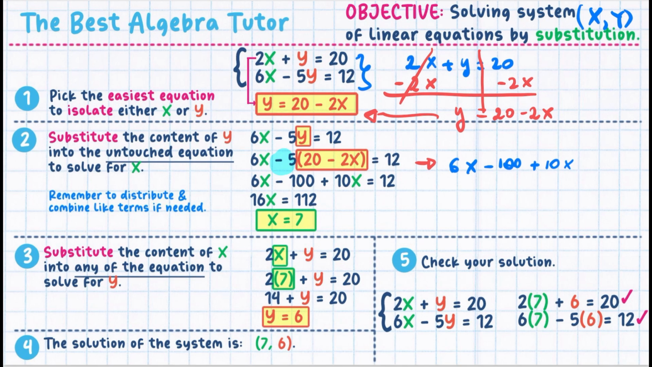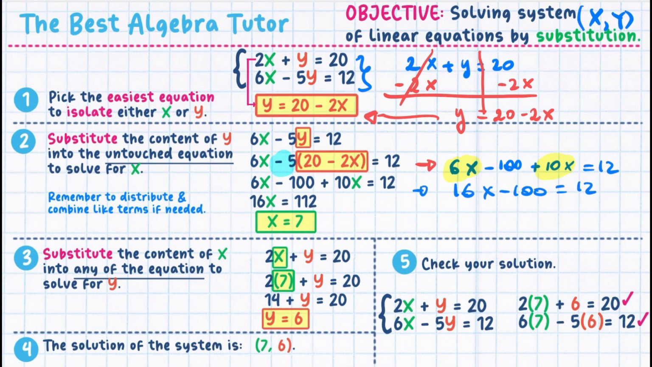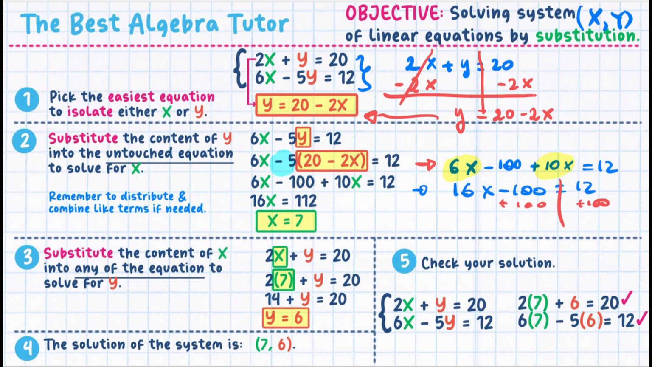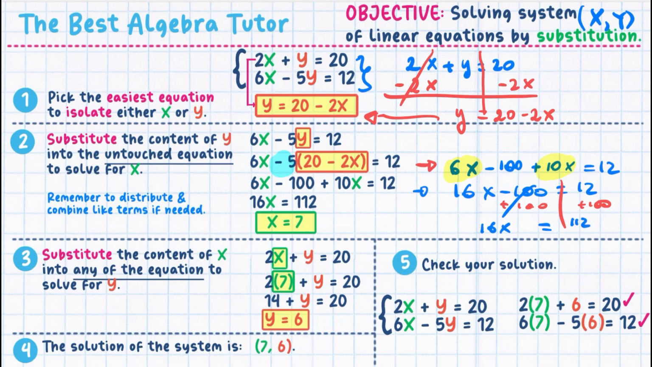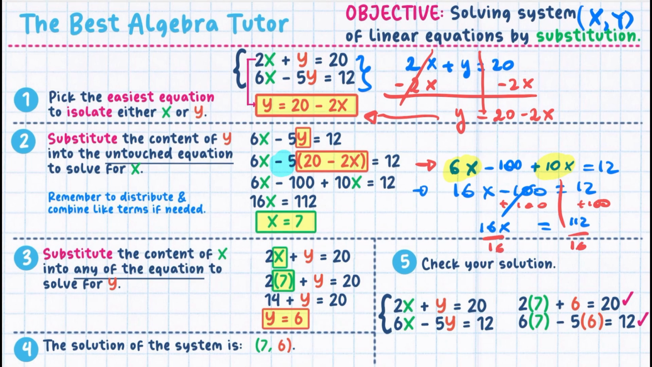Okay, and then can I combine my like terms? Yes, I have 6x and 10x as my like terms. So 6 plus 10x is 16x minus 100 equals 12. Then I'm going to add 100 on both sides. It will give me 16x, this can cancel out, equals 112. To isolate my x is to divide by 16 on both sides. 112 divided by 16 gives me 7. Okay, so my x is 7.